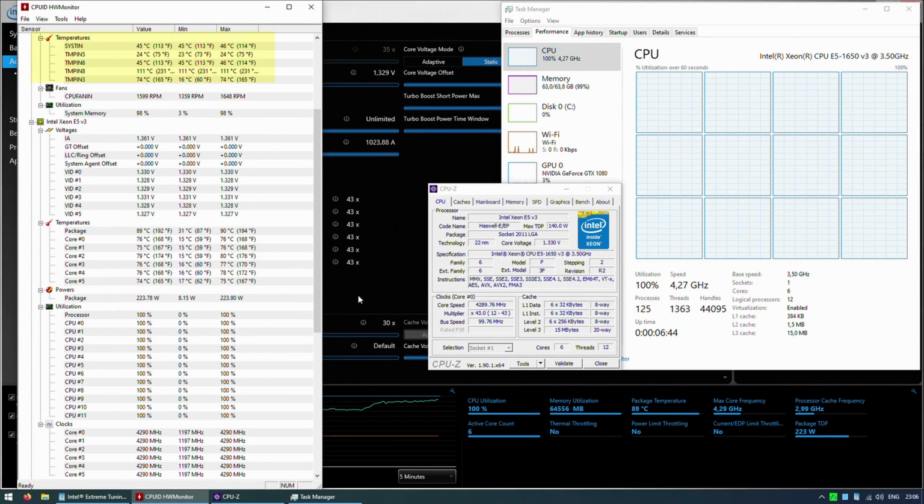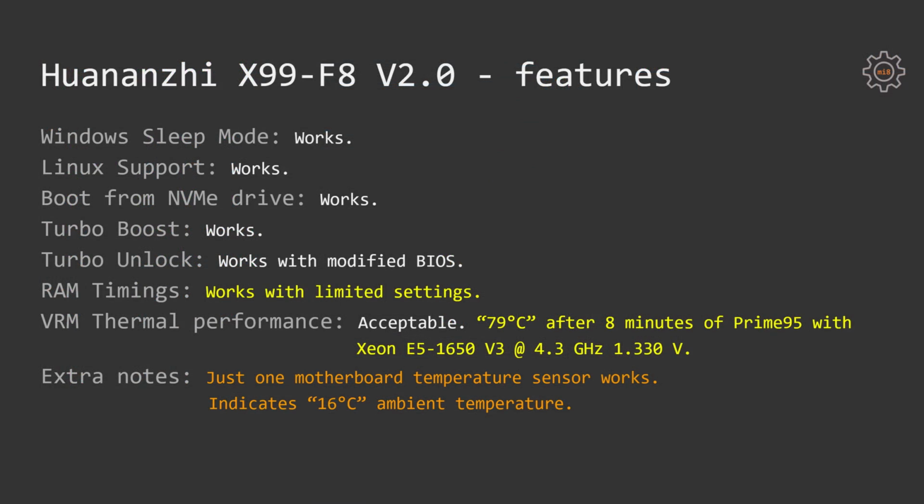But the same sensor reports 16 degrees Celsius ambient temperature when I have 20-21 degrees in my room. Thus, there is a negative offset to the reported temperature, and I can assume that the VRM warmed up to something like 85 or even more degrees. After 8 minutes the temperature kept rising, that's why I stopped the stress test.